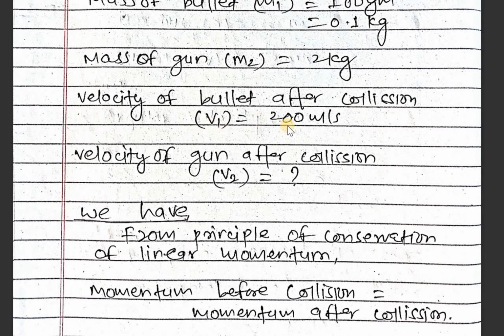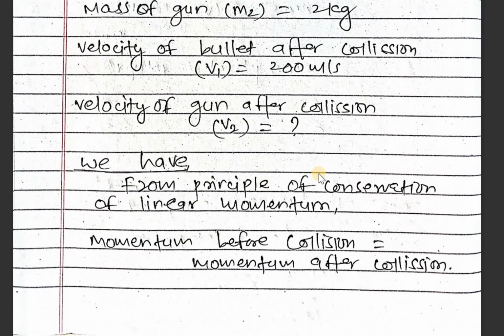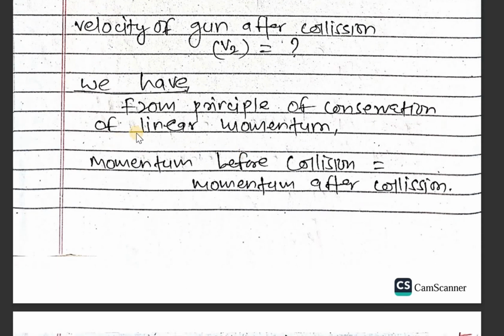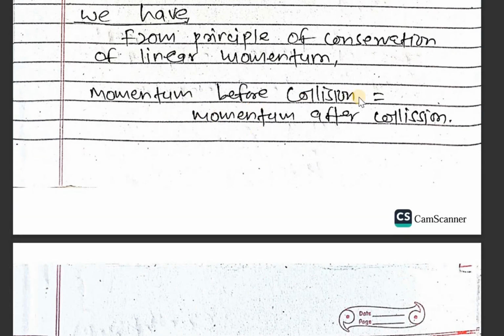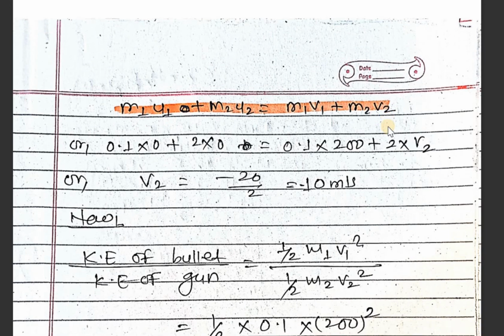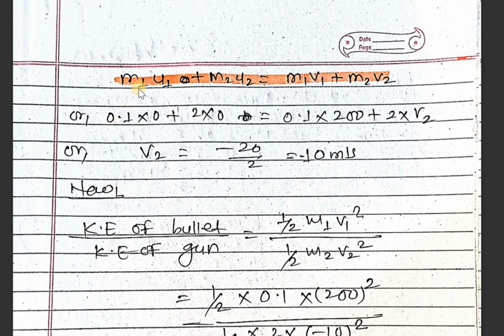Velocity of bullet after collision v1 200 meter per second, and velocity of gun after collision v2 equal to what? We have to find the velocity of gun after collision. We know the principle of conservation of linear momentum. Momentum before collision equal to momentum after collision. So m1 u1 plus m2 u2 equal to m1 v1 plus m2 v2.